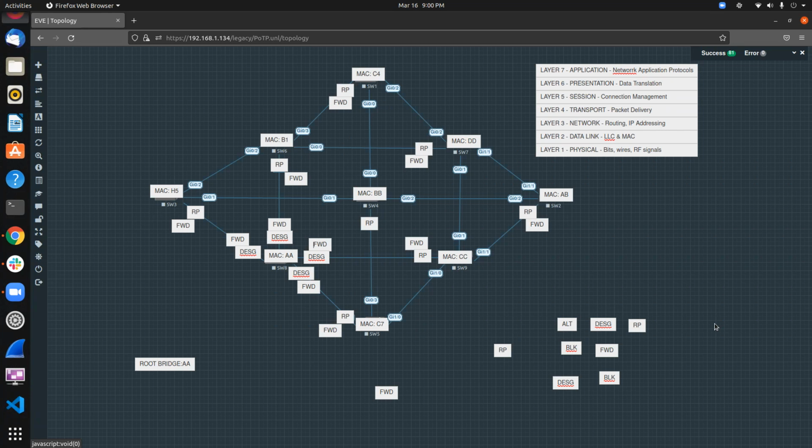Exactly. Forwarding, yes. So designated forwarding port means that it's allowing traffic to go through, and the opposite of that would be blocked or not designated. It would be considered a non-designated. Okay. Because a blocked is something totally different.